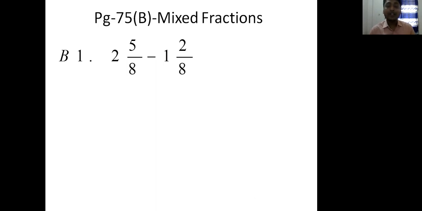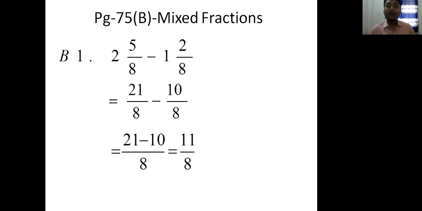Now again for mixed numbers, the same page, page number 75. So change the mixed numbers. We change it, so now we have the same denominator. That's why we can subtract the numerators. 21 minus 10 by 8 equals 11 by 8.